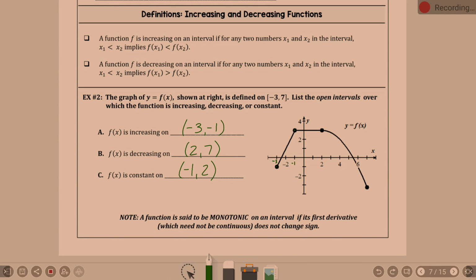Okay, note, a function is said to be monotonic on an interval if its first derivative does not change sign. So if a first derivative does not change sign, the vocabulary word is monotonic.